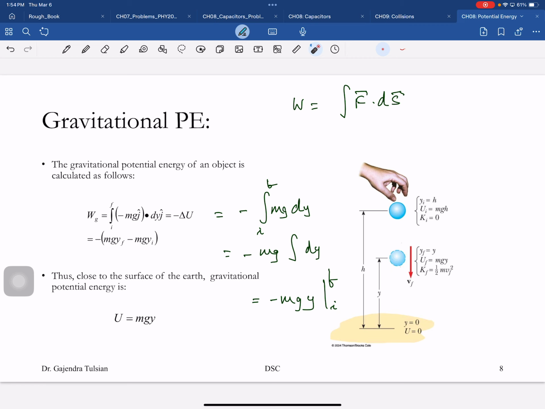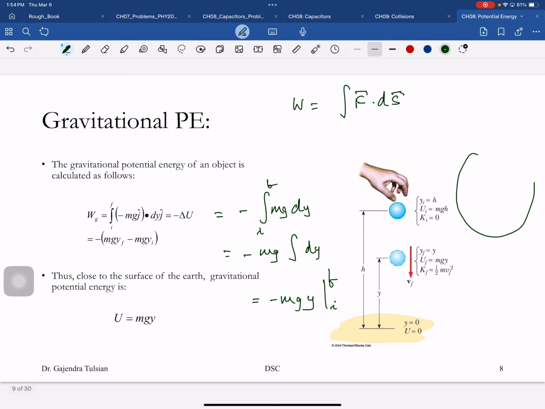Okay, now let me say something. So this is the gravitational potential energy. In this derivation, what did we assume? g was constant. You pulled it out of the integral. Is g constant? Only at Earth's surface. So g is constant. Very good, my friend.